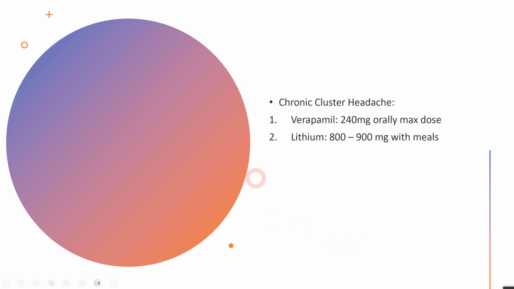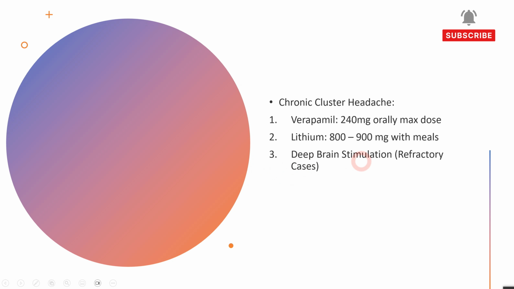Now, if we talk about chronic cluster headache treatment, we can go for verapamil 240 mg max dose orally. We can go for lithium 800 to 900 mg with meals. And lastly, in refractory cases where none of the treatment is working for the patient, then we go for deep brain stimulation to treat the patient.